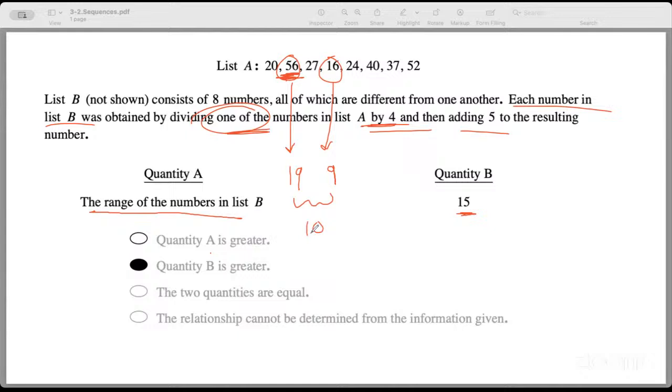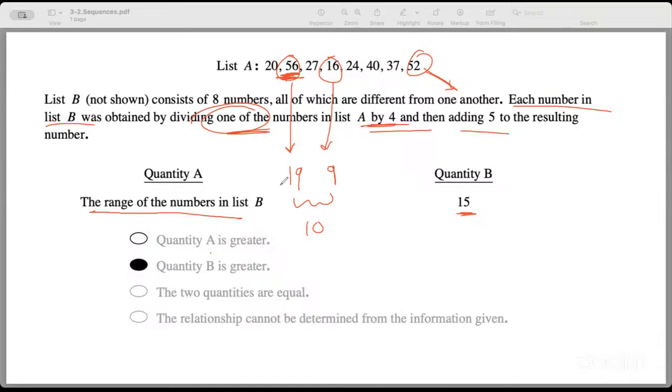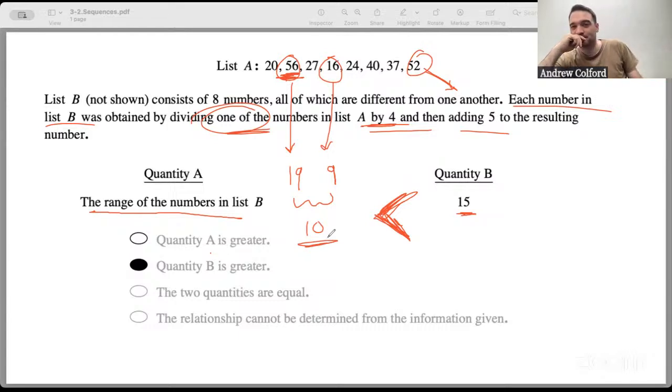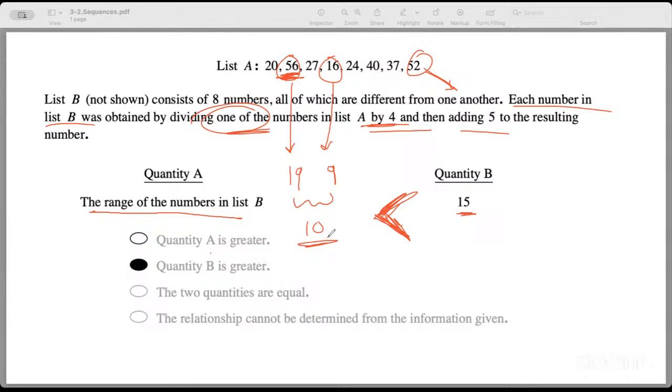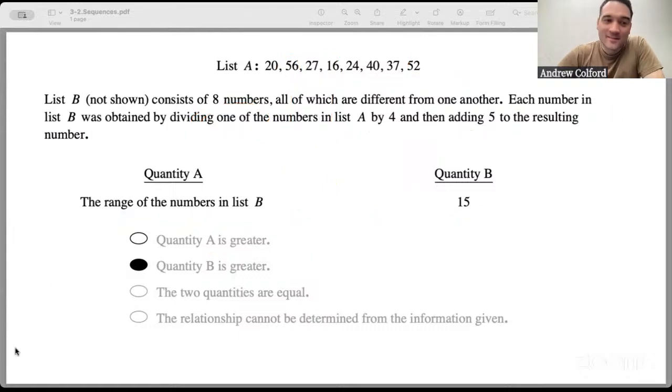I could make it smaller. If I just took 52 and did this 8 times and got the same set, then the range would be 0. But they're totally right here. I'm wrong. It will always be less than 15 because the biggest I could make the range would be 10. Okay, I see. I was too smart for my own good. The ETS people are laughing. They're like, did you think a mere mortal like you could catch us in a mistake?